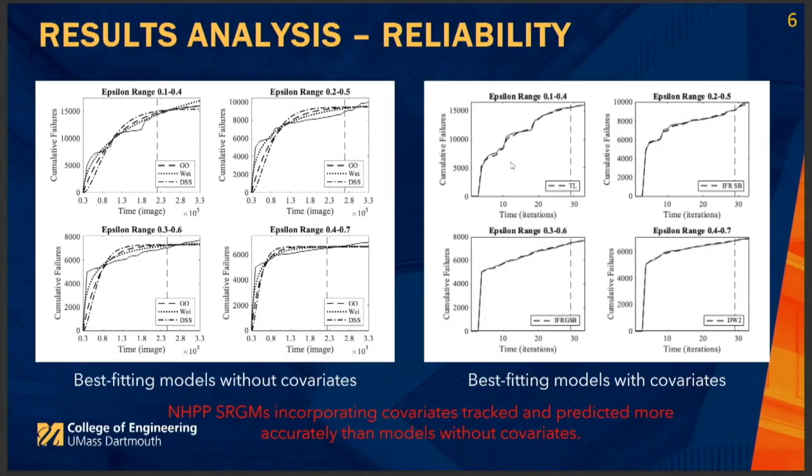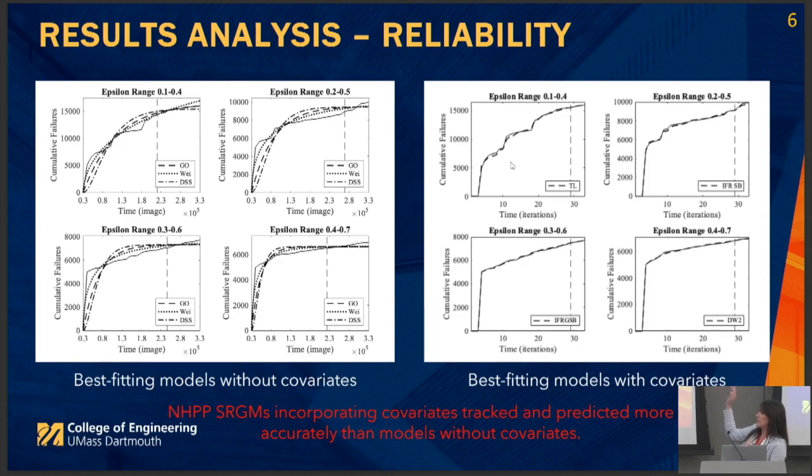And then here we have some results. On the right, we have the models with covariates, and on the left, models without covariates. The models with covariates perform way better than the other models, and we were able to predict the failures in the next time step in all of the cases.